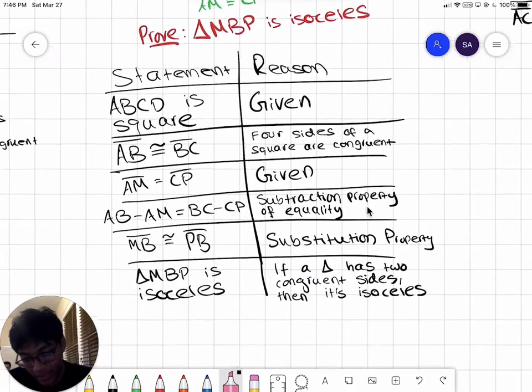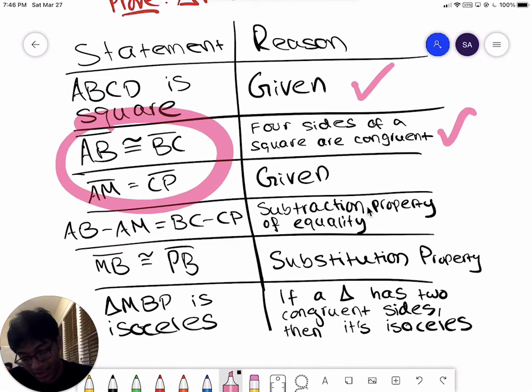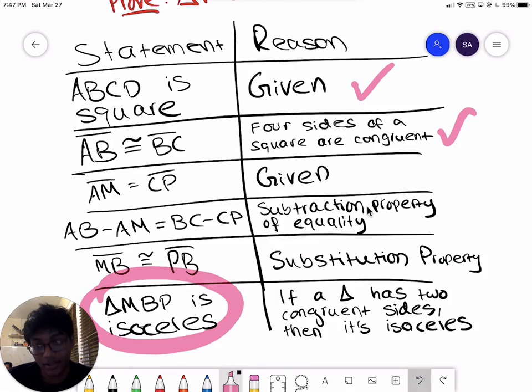So first up is we know our figure is a square. And how do we know that? Well, it's a given. Because it's a square, line segment AB has to be congruent to line segment BC. Okay. Then we know that AM is equal to CP because that's given. And then we're going to go ahead and subtract these two, right? Because these two are equal, we're going to go ahead and subtract. AB minus AM is this one. BC minus CP is this one. We use the substitution property because line segment MB is congruent to line segment PB. And we conclude that triangle MBP is isosceles.